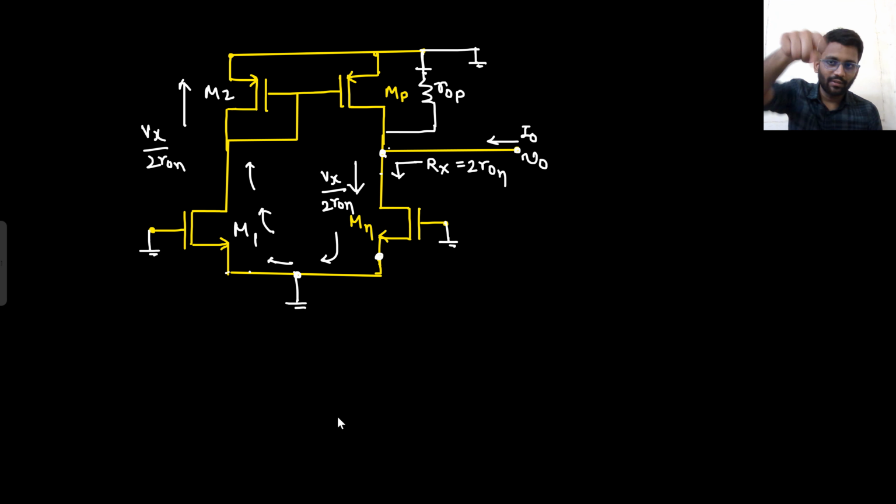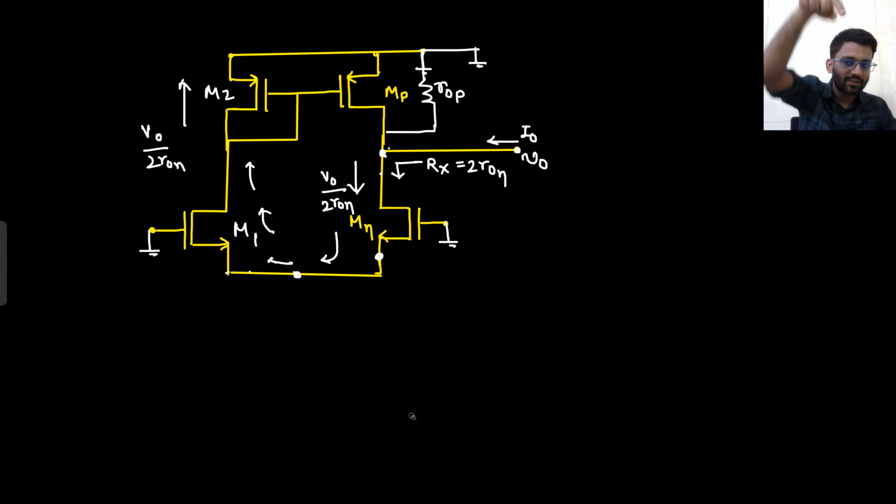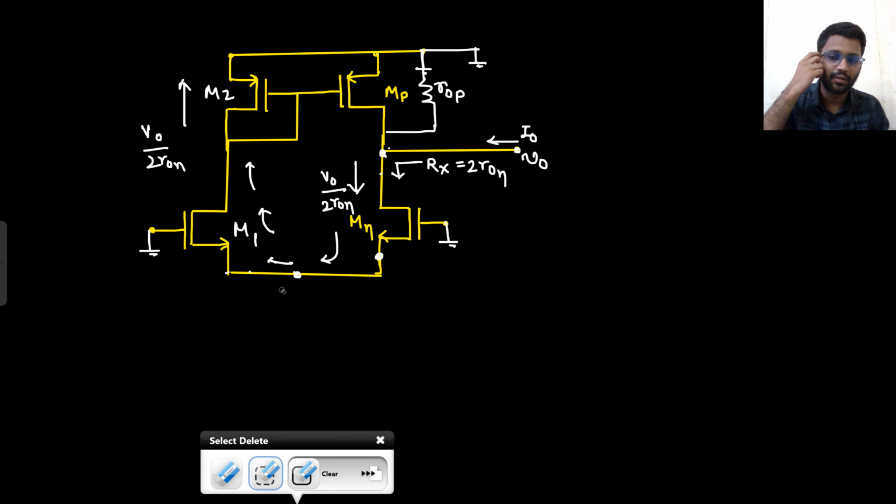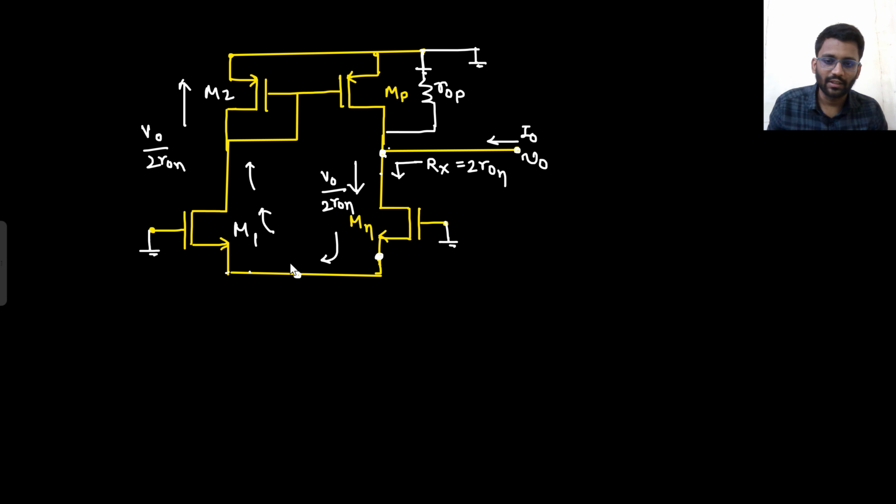So from V0 to, why am I putting Vx? It is not Vx, it is V0 only. Since from V0 to ground you see 2R1, that means from this node to downward, you have V0 by 2R1 current, and that is flowing like this. V0 by 2R1 current is flowing in the loop.